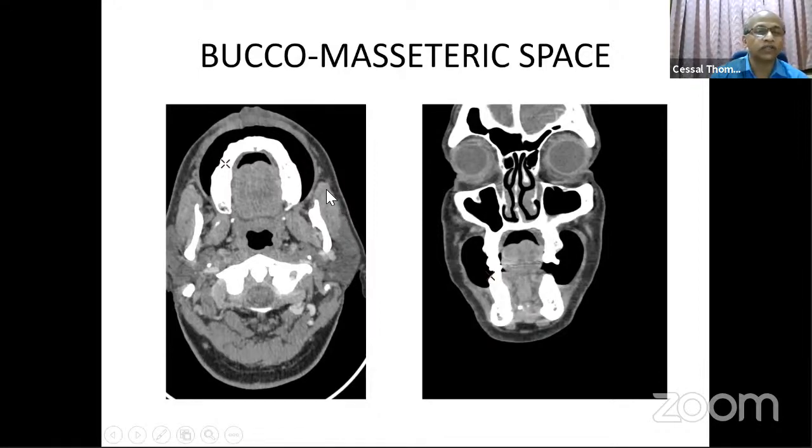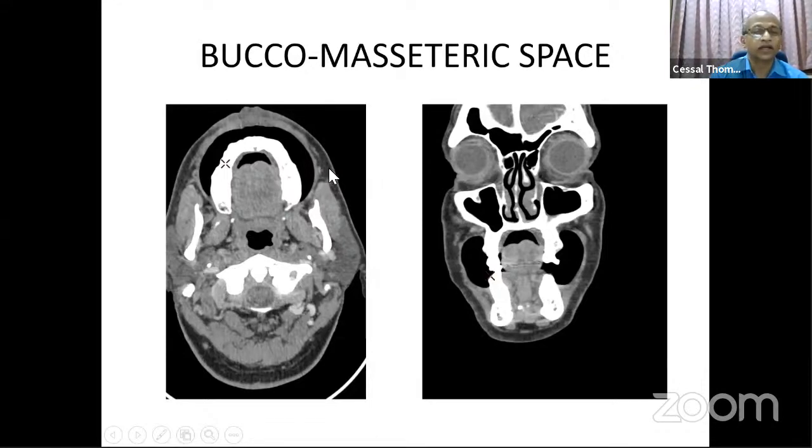It courses over the masseter muscle, superficial to the masseter muscle. It reaches the anterior border of the masseter muscle, and there it curves medially and pierces the buccinator muscle, and then the mucosa, and it opens into the vestibule opposite the upper second molar tooth. So this is the parotid duct. You are seeing fat anterior to the parotid duct as well as posterior to the parotid duct.